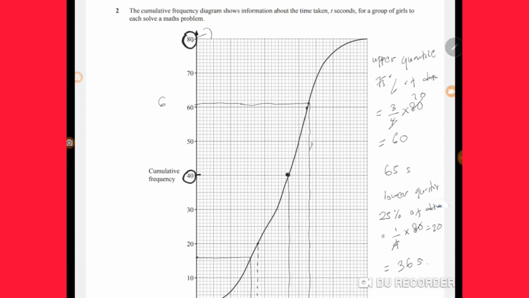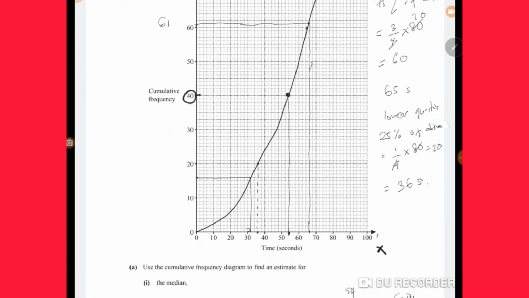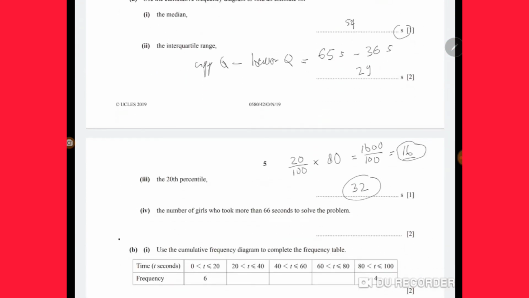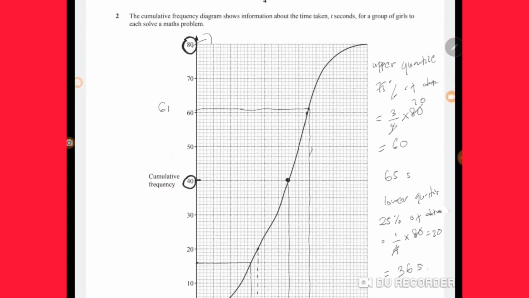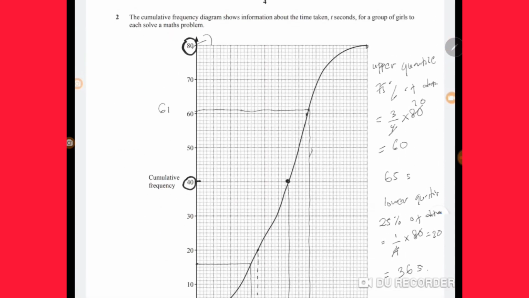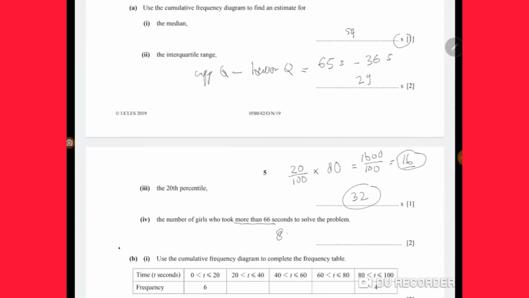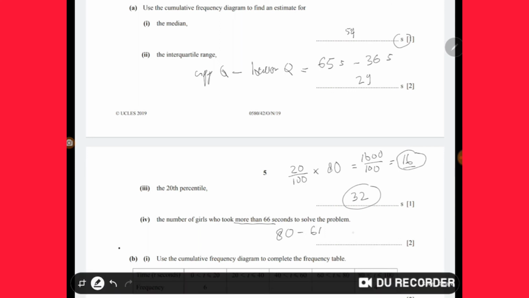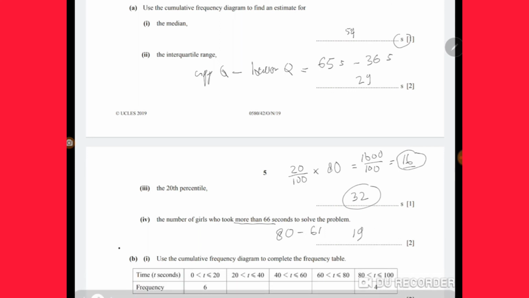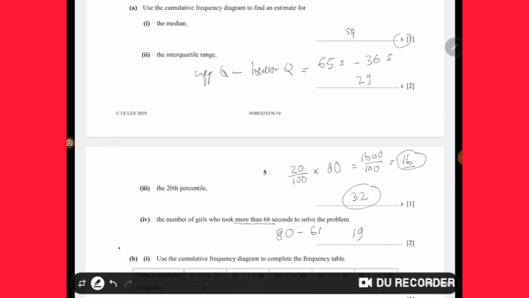It is 61. Because they ask for more than this, it means we want everything after here. So you find out how many people are in this part. It means 80 minus 61, so you have 19 people, or 19 girls.